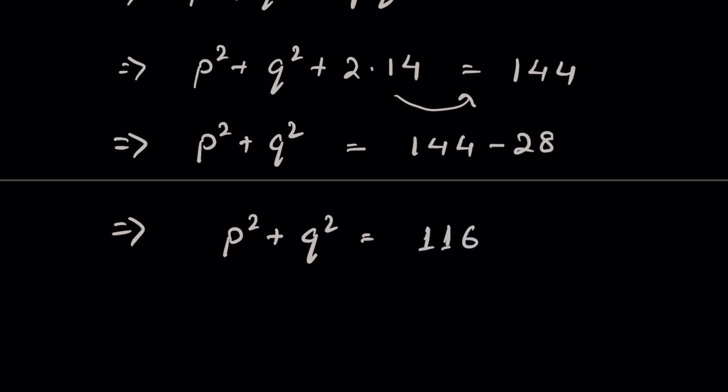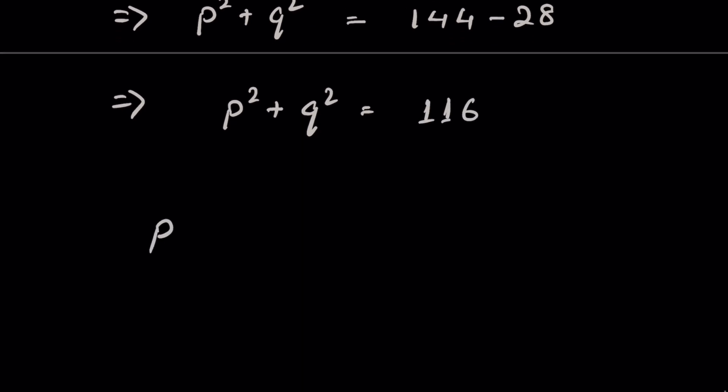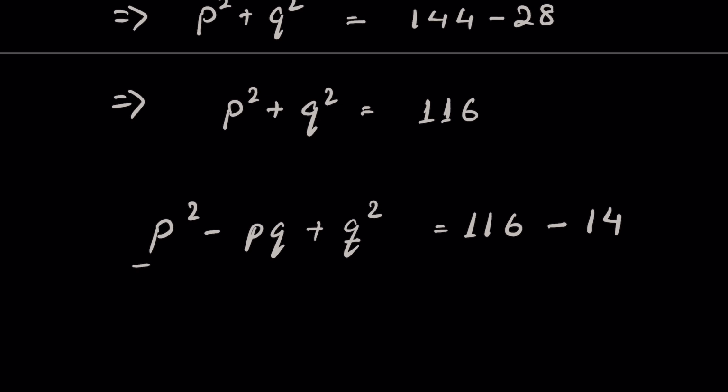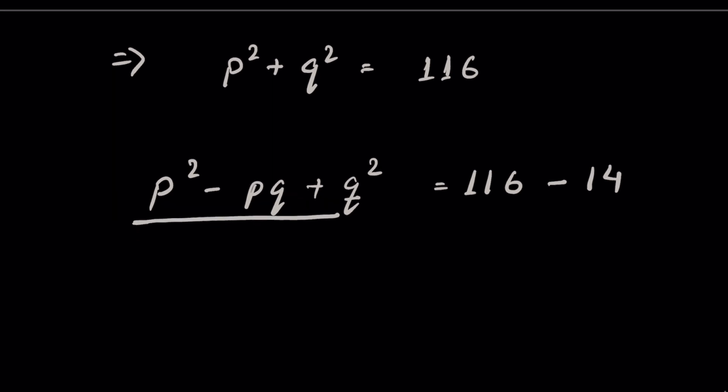116. The question is asking P square minus PQ plus Q square. P square plus Q square is 116, minus PQ, which is 14. So P square minus PQ plus Q square is equal to 116 minus 14, or P square minus PQ plus Q square is equal to 102. This is the answer.